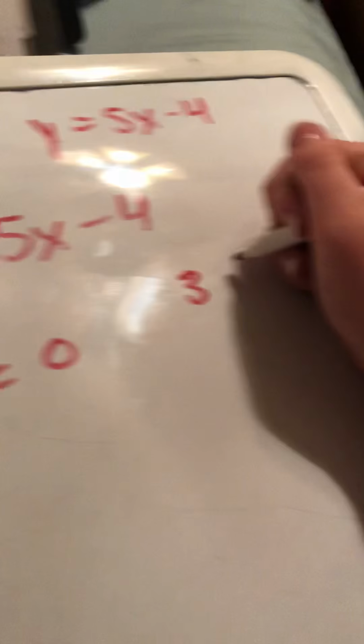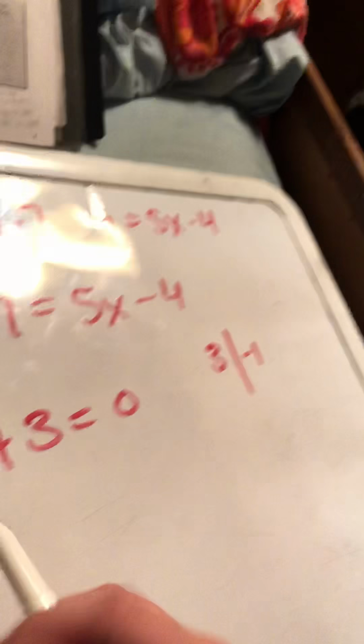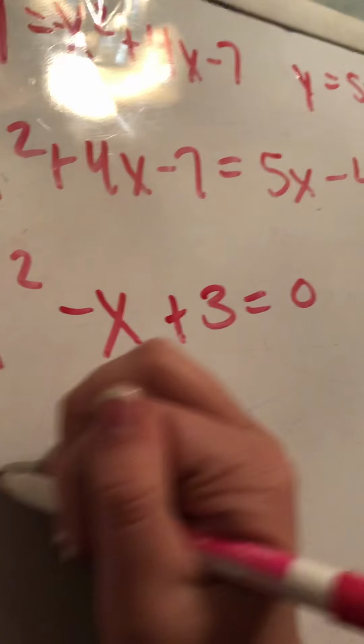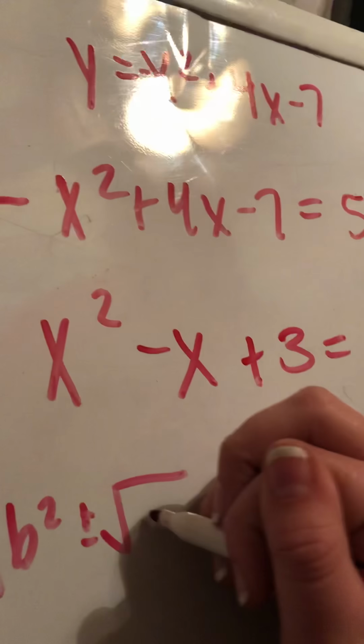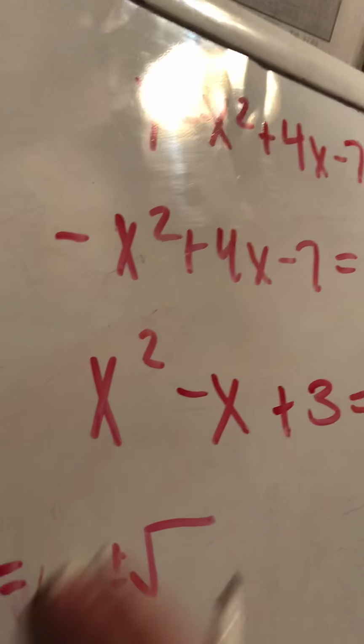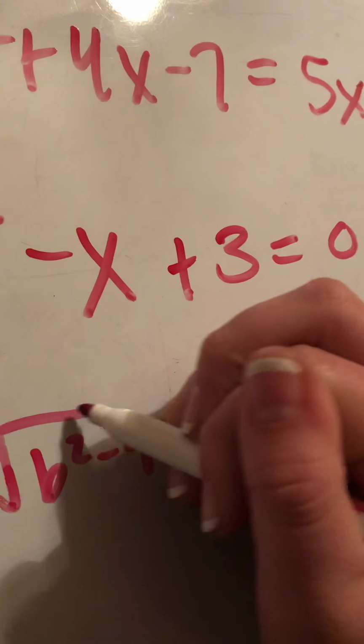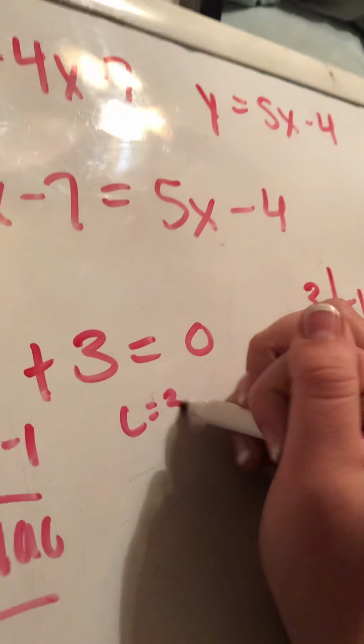There are no factors of 3 that add to give you -1. 3 times 1 is 3. You can't get there. So you have to do the quadratic formula, which, you remember, is x equals negative b plus or minus the square root of b squared minus 4ac all over 2a. So you have a equals 1, b equals -1, and c equals 3.